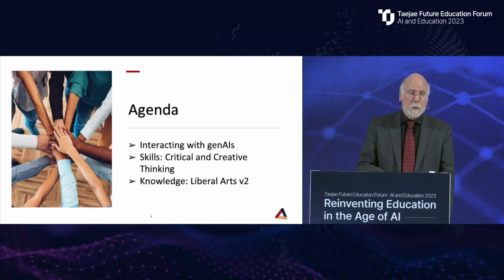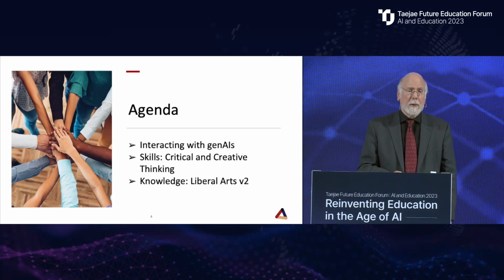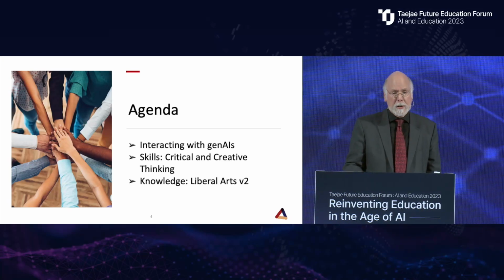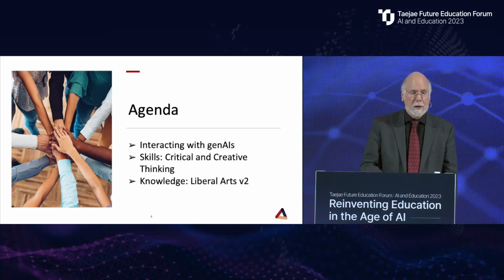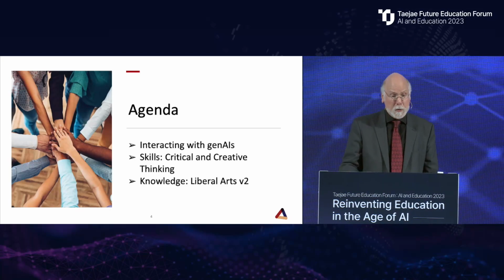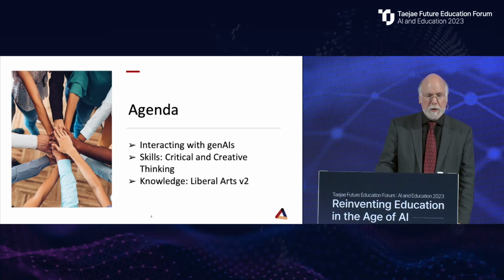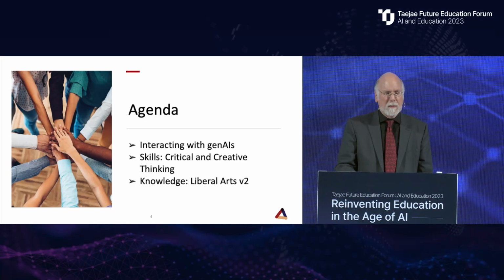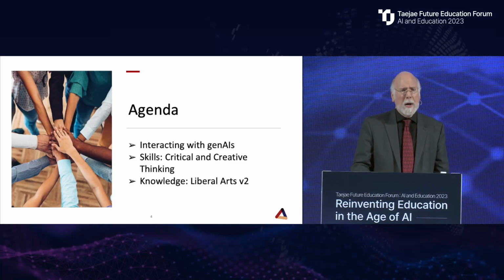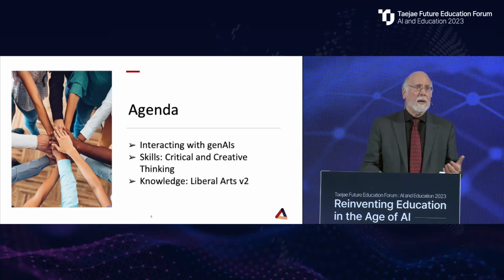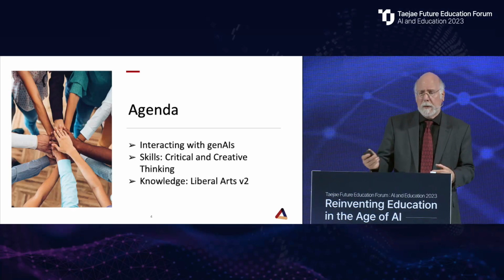So 3 parts to what I'm going to talk about. The first is about interacting with generative AIs. So I'm focusing just on generative AIs. And then the kind of skills we need to do this kind of interaction, critical creative thinking. And finally, the kind of knowledge, a way to think about liberal arts that fits into what we need to do in the age of AI.